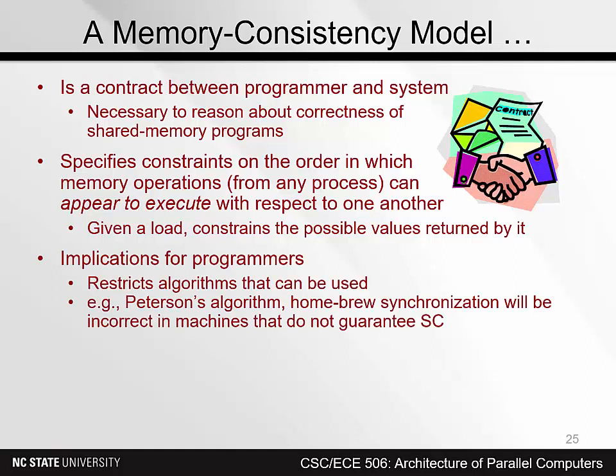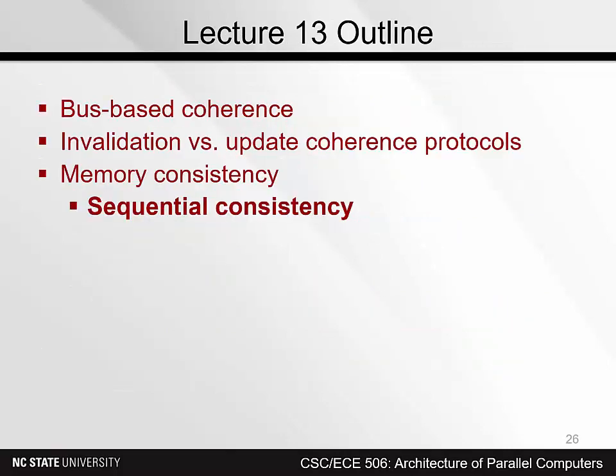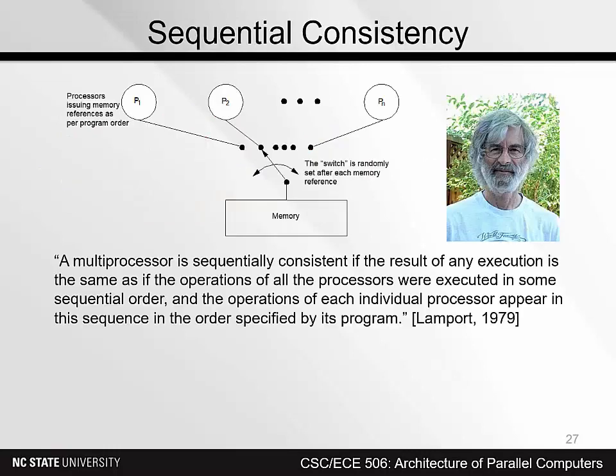Programmers need to know what the architecture guarantees so that they can program appropriately. For example, they can't use Peterson's algorithm on a system that's not sequentially consistent. Compiler writers need to know which consistency model is in use because the model will likely require that certain memory operations be compiled into the machine code in the same order that they occur in the source code. Architects need to understand the model too because, for example, write buffers might need to be flushed to memory in FIFO order. Now we turn our attention to the most intuitive consistency model, sequential consistency.